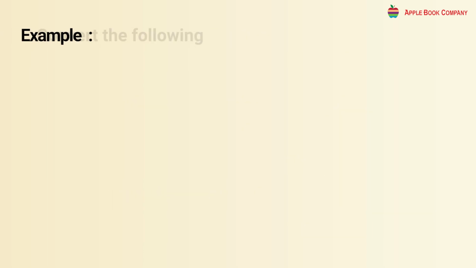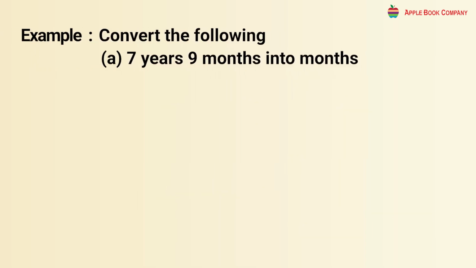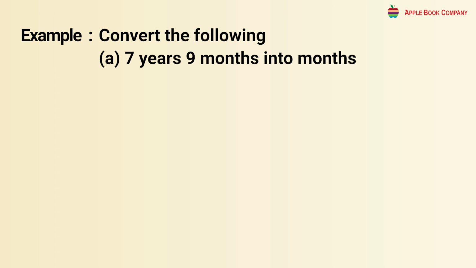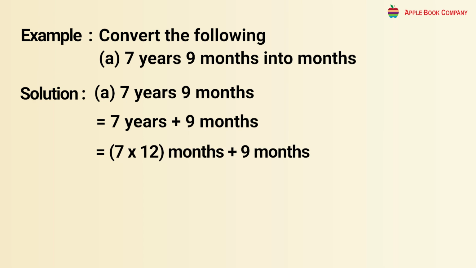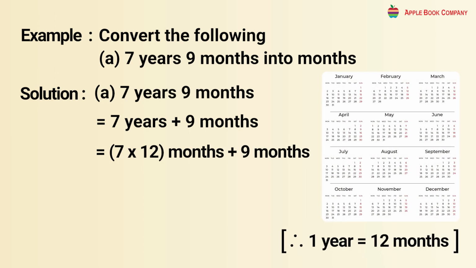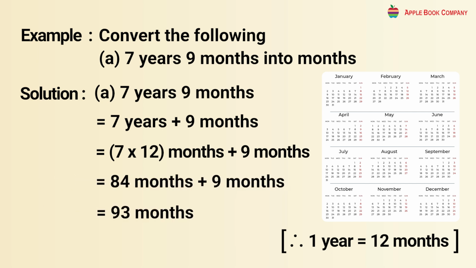Example, convert the following. A bit: 7 years 9 months into months. Solution. We have 7 years 9 months equals 7 years plus 9 months equals 7 into 12 months plus 9 months, since 1 year equals 12 months, equals 84 months plus 9 months equals 93 months.